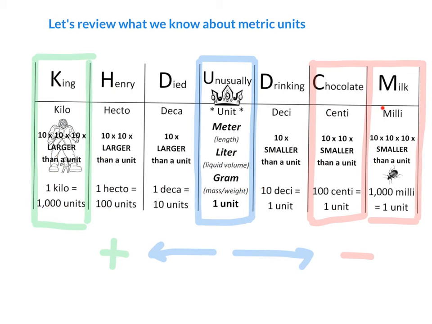And then the M for milk, milli, that's even smaller. How many times is a millimeter smaller than a centimeter? 10 times. So express 1 millimeter as a fraction of a centimeter. 1 millimeter is 1/10 of a centimeter. Does that make sense? Yeah. Okay.